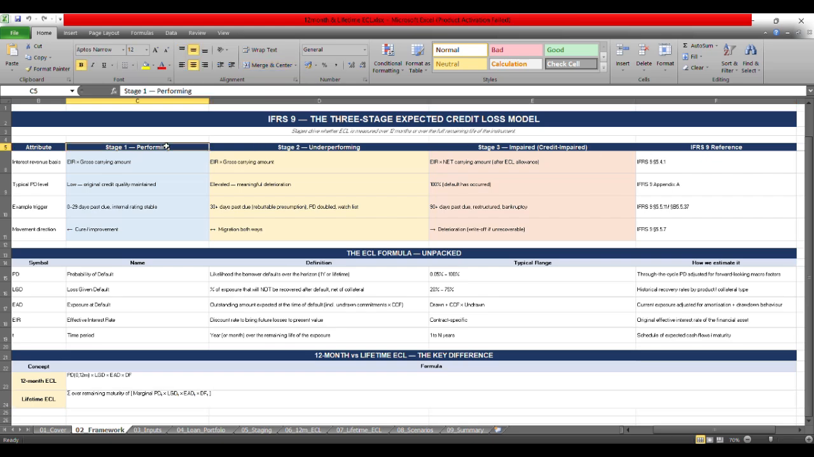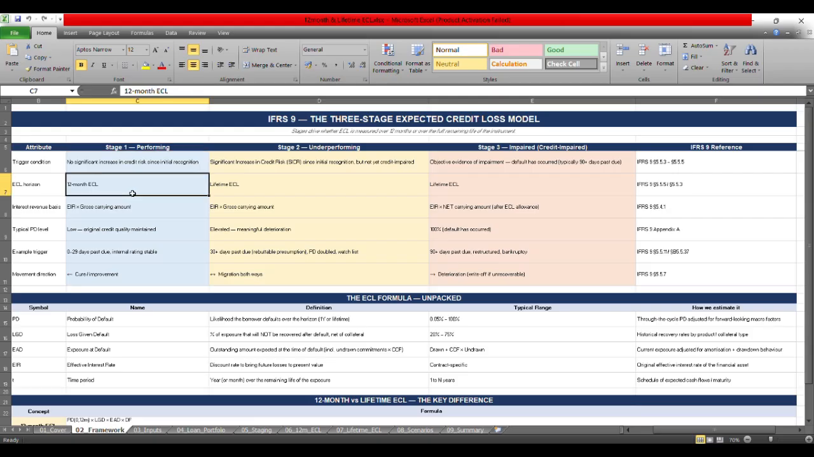Stage 1 is the performing stage, and this is your healthy borrower. Nothing has really changed since the bank first lent the money. For these loans, the bank only needs to reserve the losses expected in the next 12 months, and that is the 1 year. Because if a loan is healthy, why would you provision the losses for, say, 10 years? There is no need.